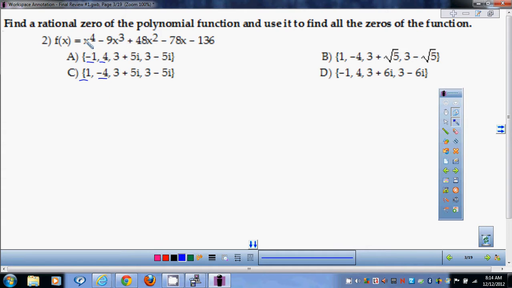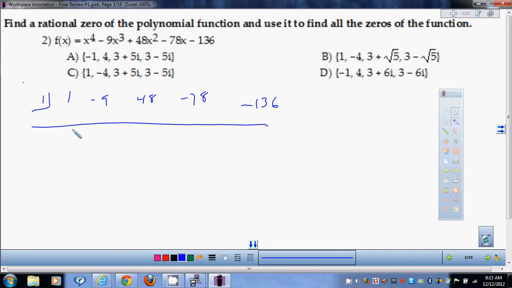Technically, you need to make your P over Q's list, but hey, it's multiple choice. The answer is staring you in the face. So let's try +1. 1, -9, 48, -78, -136. This one had no missing terms, so I didn't need any zeros. Drop the 1, multiply, add, multiply, add, multiply, add. This is not going to work.